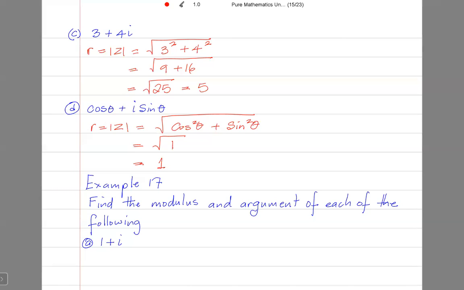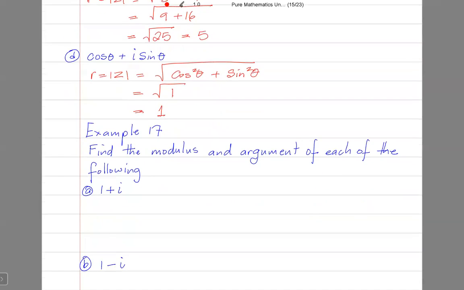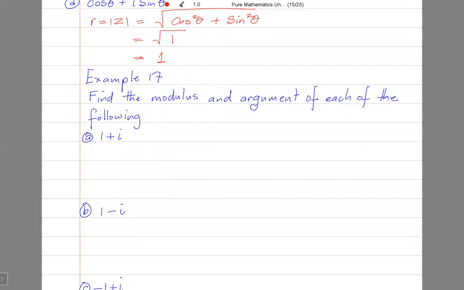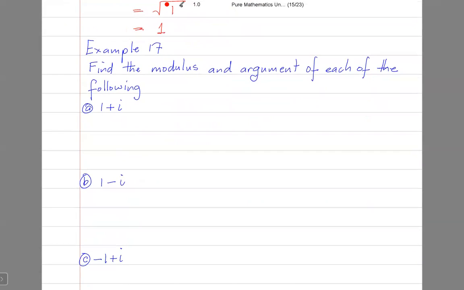All right, now example 17. With example 17, you're asked to find both the modulus and the argument. Now, please note, because of the issue with the argument, how you calculate the argument depends on the quadrant. You have to be 100% certain of the quadrant you are in before you say what the argument is.